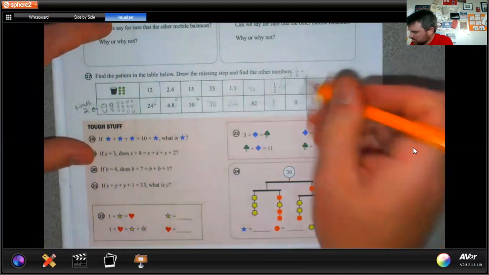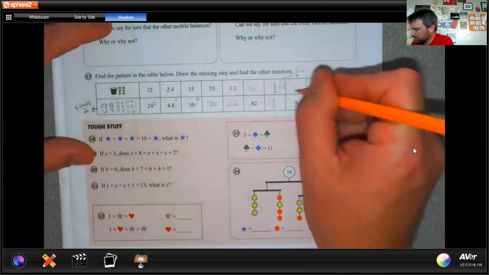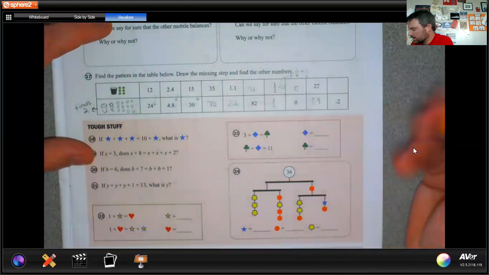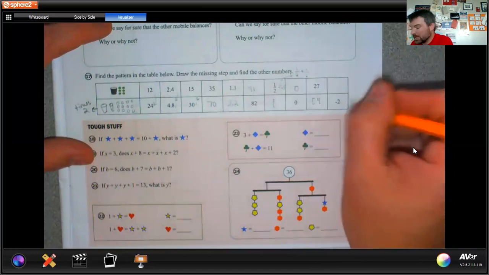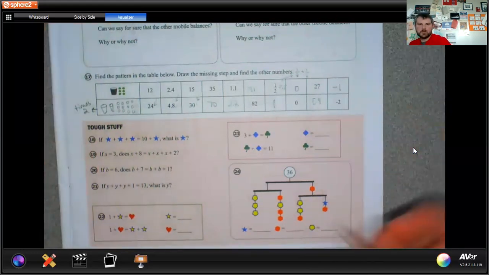Going this way, we're dividing by 2. 0 divided by 2 is 0. And then this way, we're dividing by 2. -2 divided by 2 is -1. A little bit tricky on that one, but we made it through it.